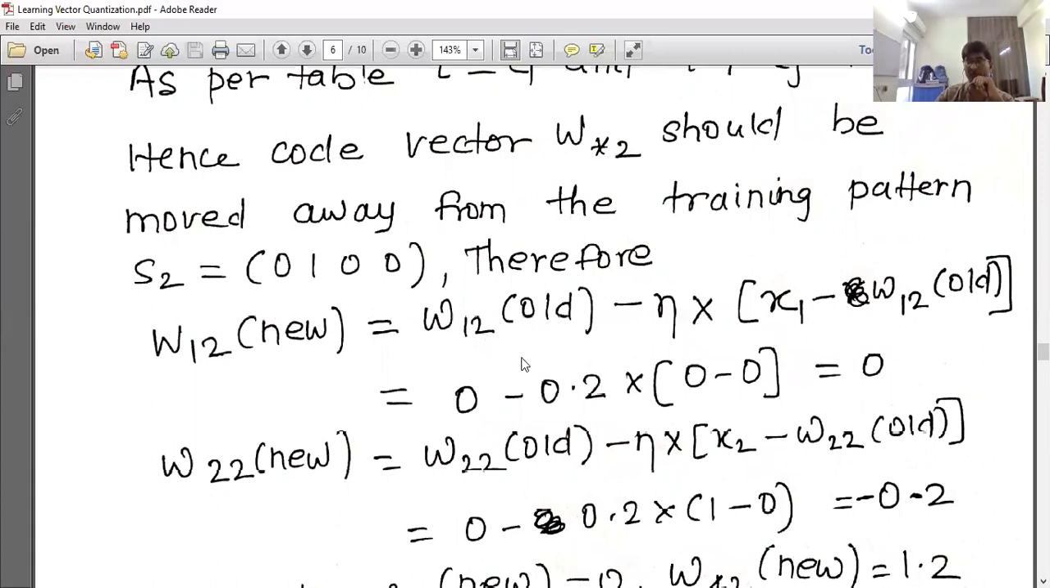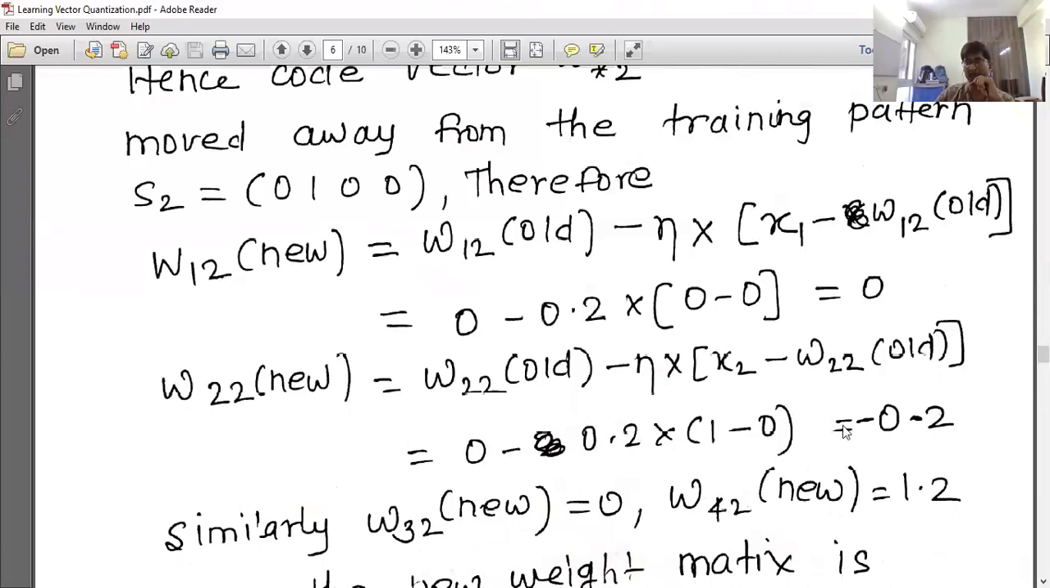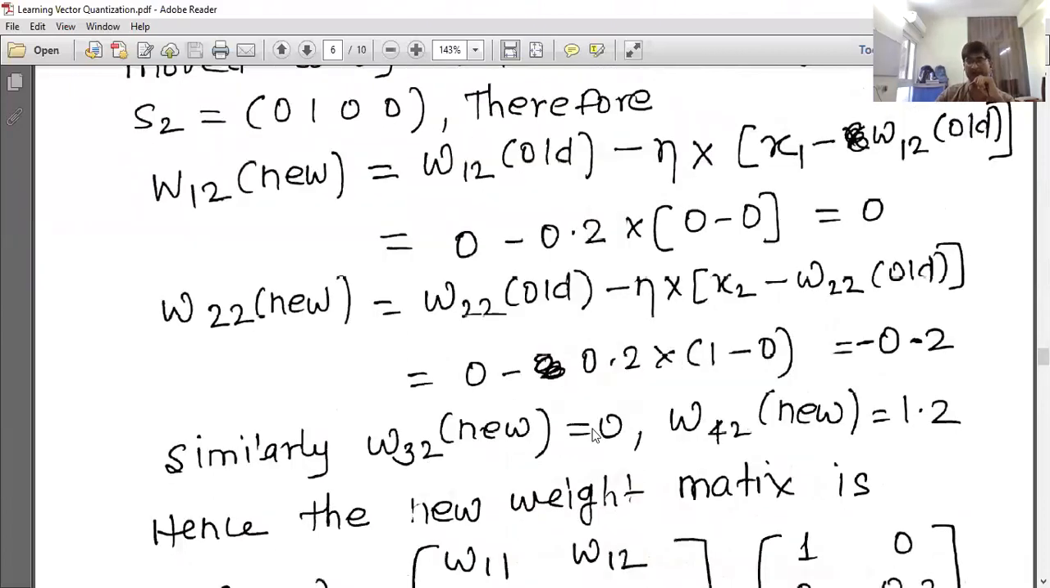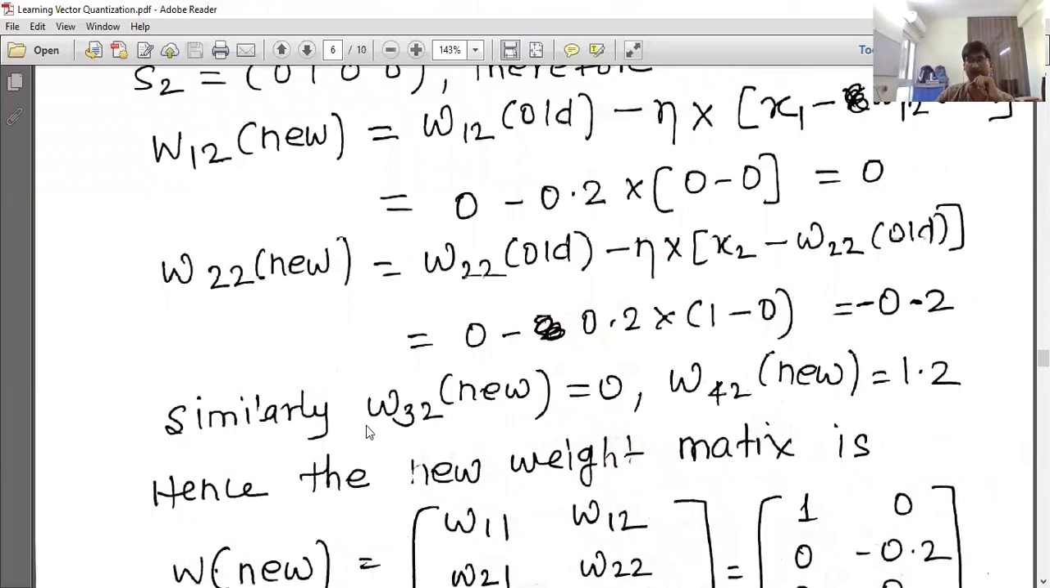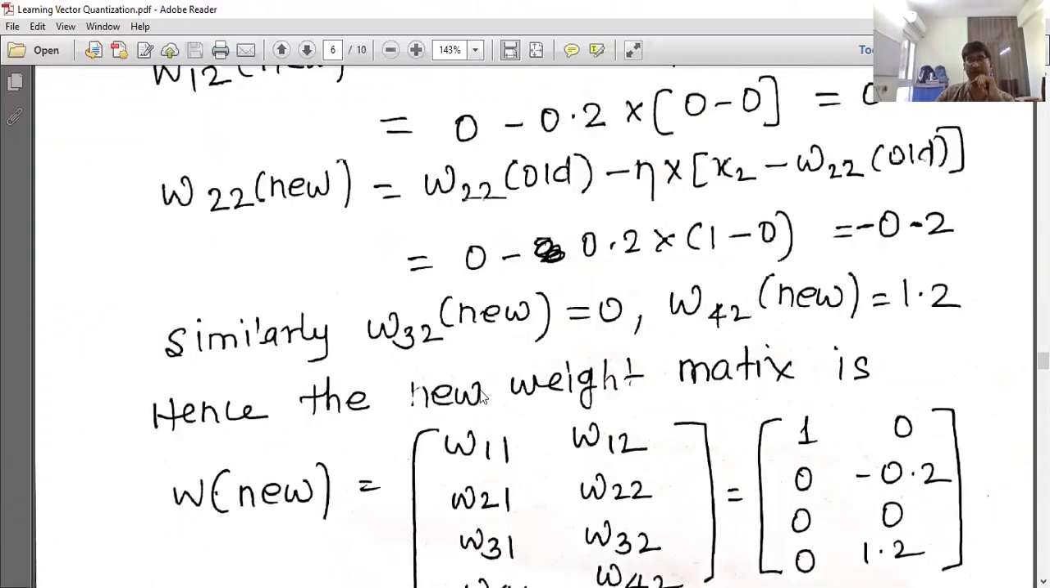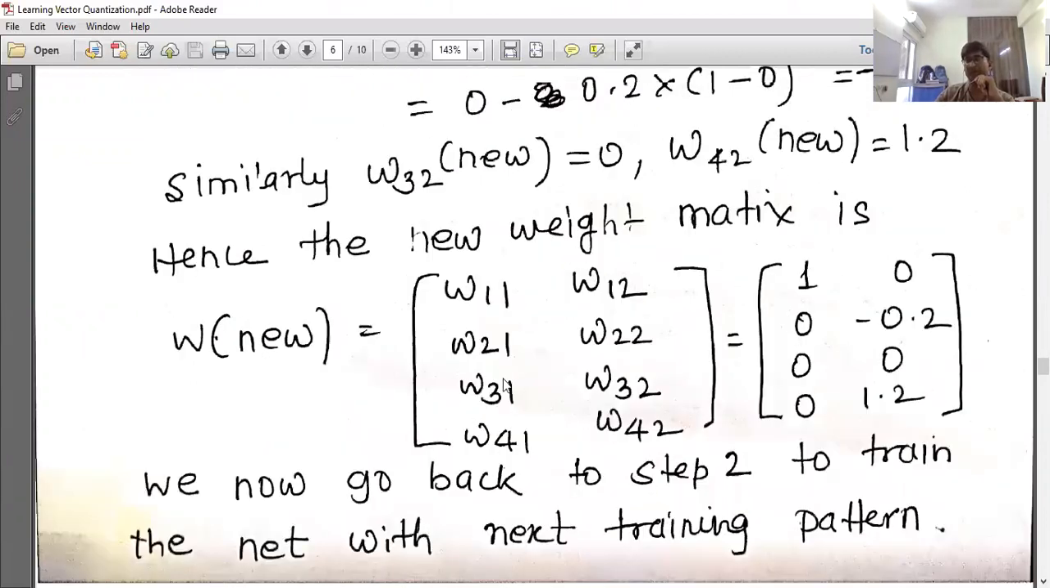The old value was 0, minus the learning rate, which is 0.2, times x1, which is 0. This is x1, x2, x3, and x4. So after putting this, we obtained new W12 as 0. Similarly, W22 would be minus 0.2. And applying a similar formula, W32 would be 0 and W42 would be what? 1.2. So after this iteration, that is the new code vector which we obtained.